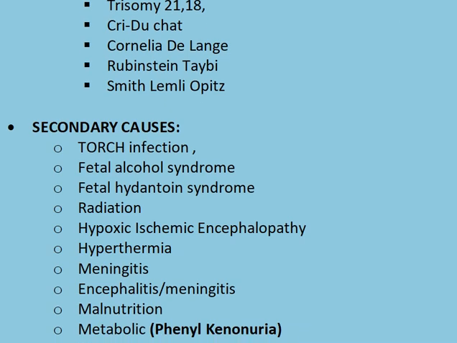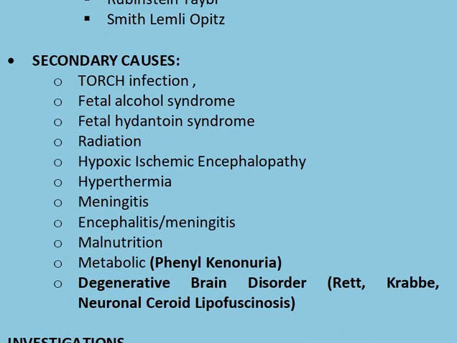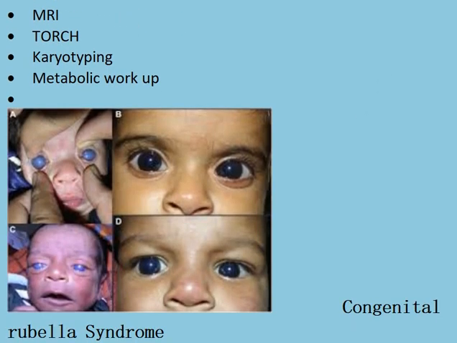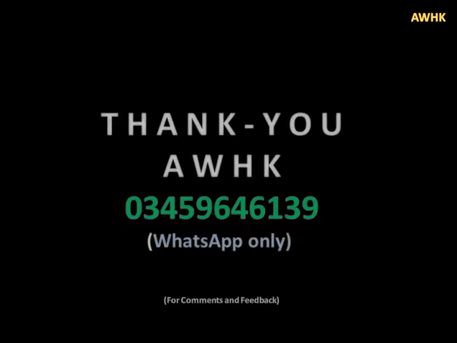Then secondary causes of microcephaly are TORCH infections, fetal alcohol, fetal hydantoin syndrome, radiation, HIE, hypothermia, meningitis, encephalitis, malnutrition, metabolic causes like phenylketonuria, and degenerative brain disorders such as Krabbe's and neuronal ceroid lipofuscinosis. The investigations are CT scan, MRI, TORCH screen, karyotyping, and metabolic workup. So this is a child with congenital rubella syndrome.